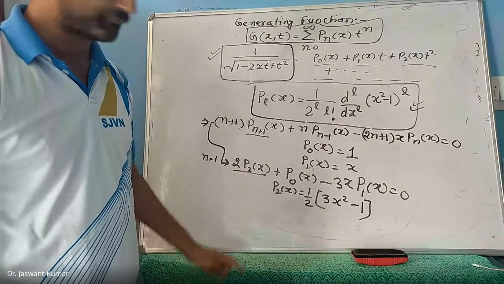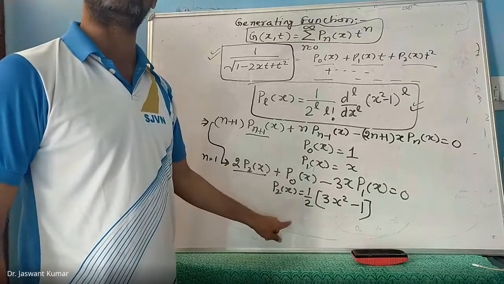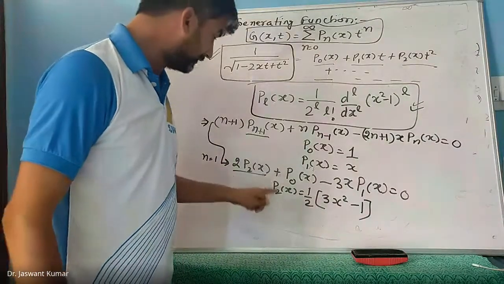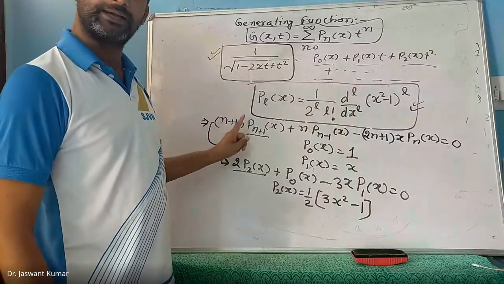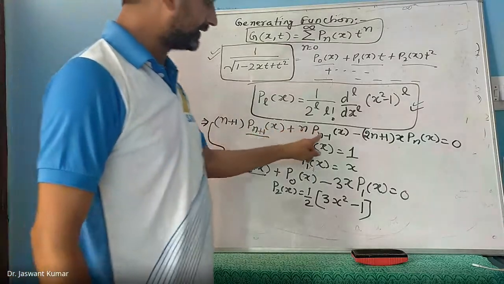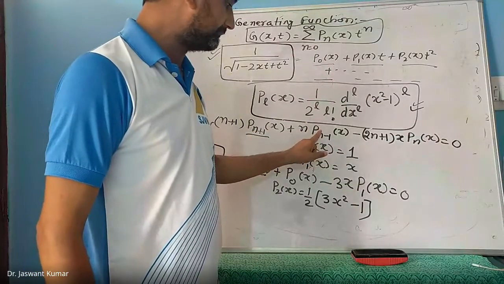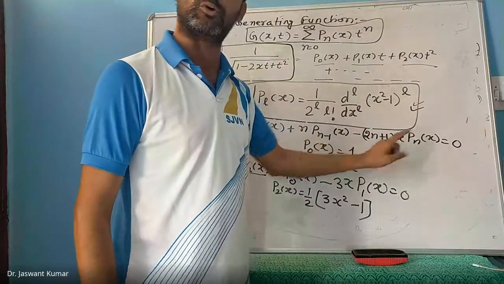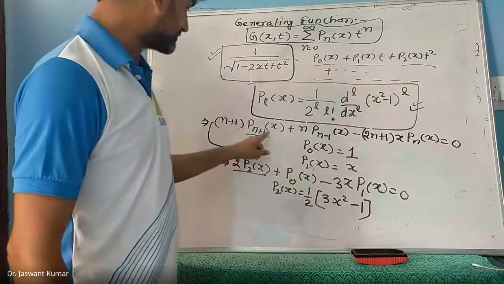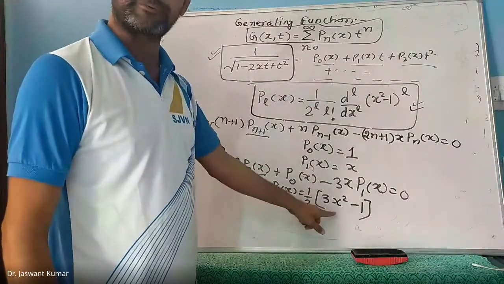So without actually calculating what P2 of x is, from this relation we have obtained what P2 of x will be. Now that you have obtained P2 of x, you can put n equal to 2 and obtain P3 of x. For P3 of x, you need n equal to 2, so you need to find P1 of x and then P2 of x. P1 of x is equal to this, P2 of x is equal to this. So P3 of x can be determined as a function of x.